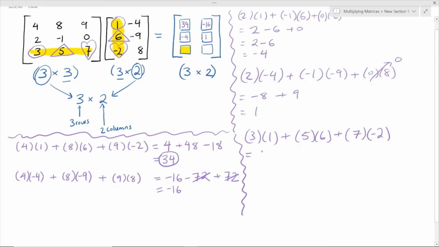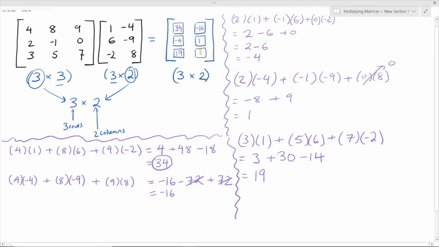3 times 1 is 3. 5 times 6 is 30. 7 times negative 2 is negative 14. And now combining these together, 3 plus 30 is 33. 33 minus 14 is 19. So I'm going to write 19. Thus, here we will get 19 right here.